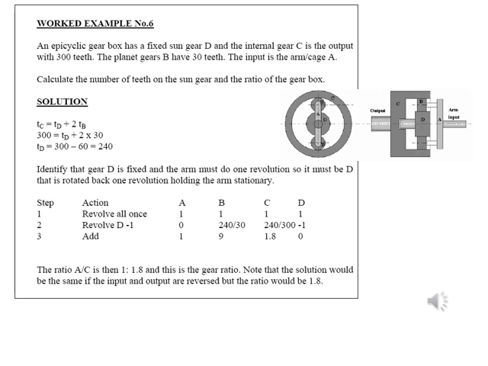At A you can get 1 plus 0 is 1, B you can get 1 plus 8 is equivalent to 9, C is 1 plus 0.8, which is equivalent to 1.8. And D is 1 plus minus 1, which is equivalent to 0. So the ratio of gear A towards C is 1 to 1.8. So this is the gear ratio.